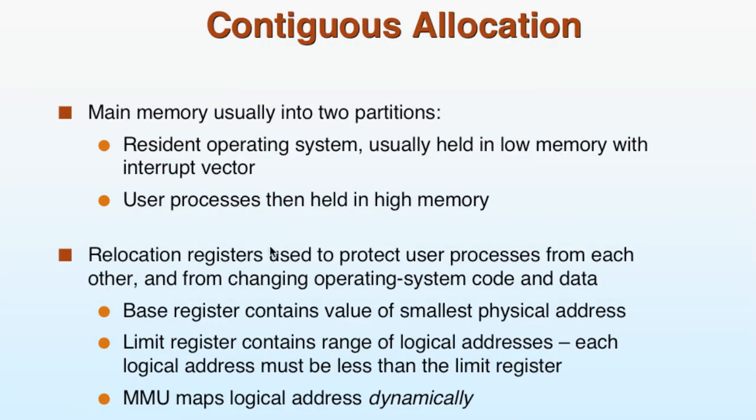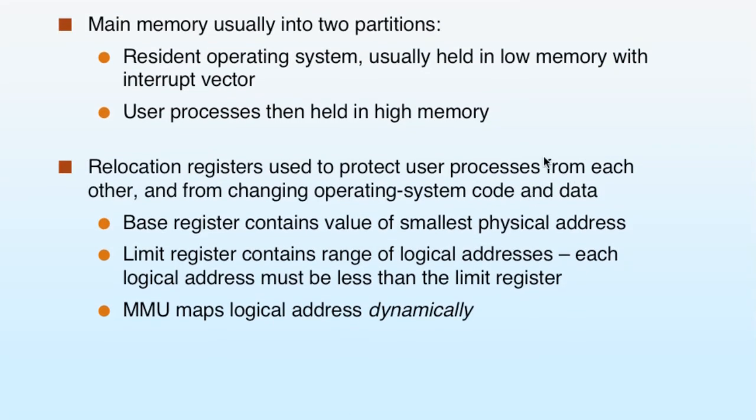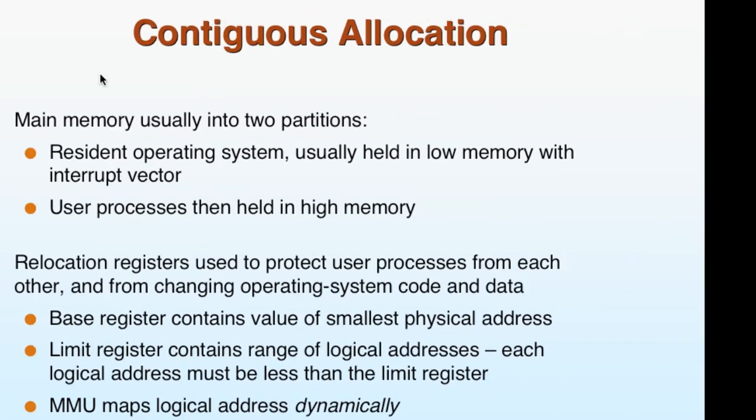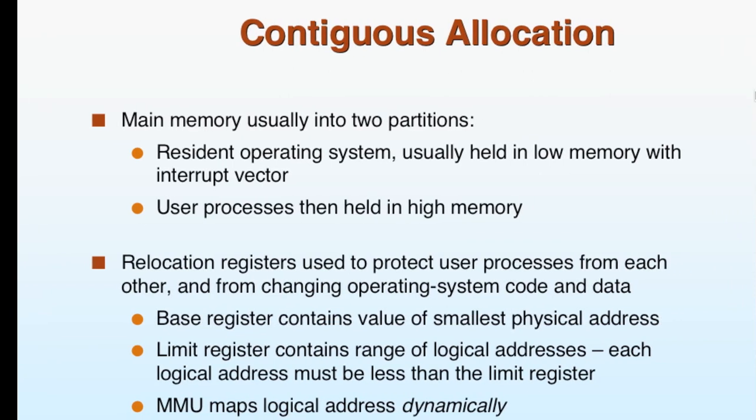The relocation registers are used to protect the user processes from each other. So we set a register so we know when one process ends and the other one starts, so we can manage the memory that belongs to each process without writing or reading into each other's space. And then we can change the operating system code and data that's associated with it. The base register contains the value of the smallest physical address. The limit register contains the range of the logical addresses. Each logical address must be less than the limit register, obviously. The MMU manages everything dynamically, so the MMU is going to build it at runtime while the program is running.